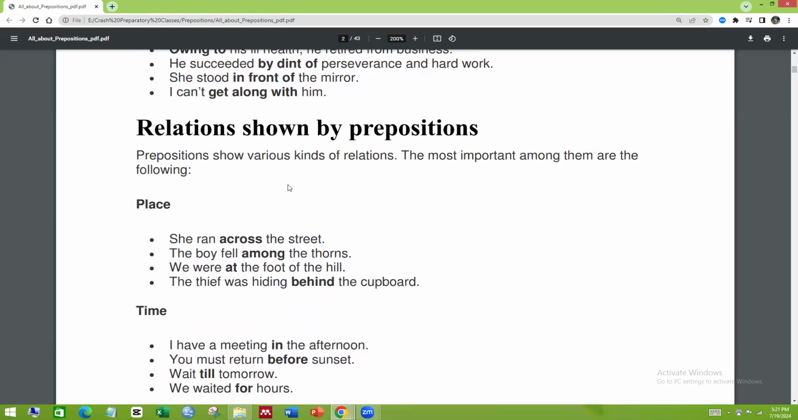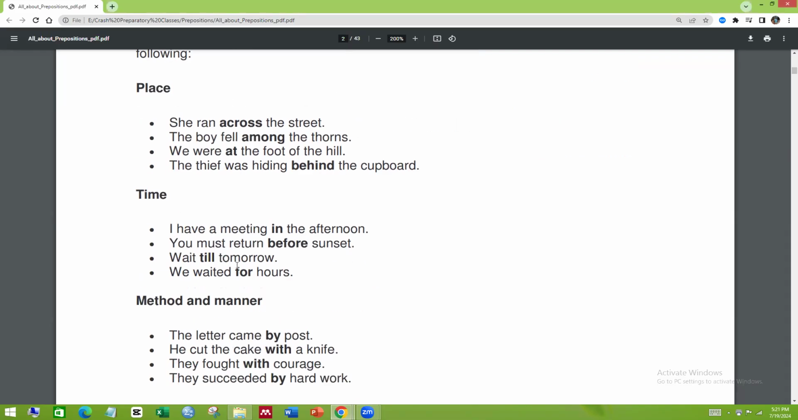Place है, she ran across the street. The boy fell among the thorns. We were at the foot of the hill. The thief was hiding behind the cupboard. A time relationship है, I have a meeting in the afternoon. You must return before sunset. Wait till tomorrow. We waited for hours.